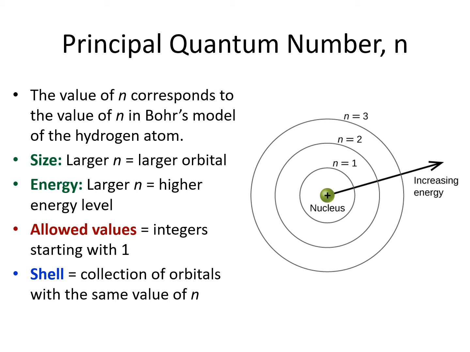There could be several orbitals within an energy level. All of the orbitals within an energy level are considered to be in the same shell. For example, there are 4 orbitals in the n equals 2 energy level, so they are all in the n equals 2 shell.